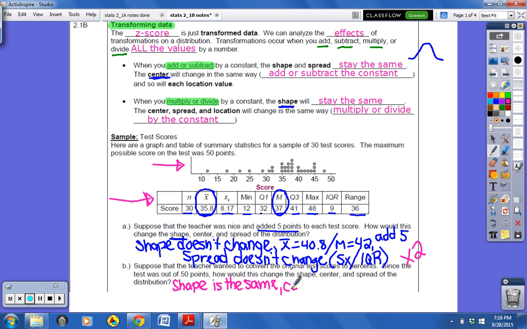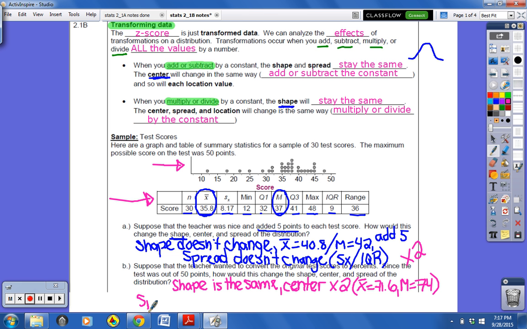Our center would be multiplied by 2. So my mean would be 35.8 times 2, so 71.6. And our median would do the same thing. I multiply it by 2, so 37 times 2 gives me 74. And so we can use these rules instead of having to change every single number in the distribution. I can use this rule to help find a new mean, a new median, a new IQR, all of that.